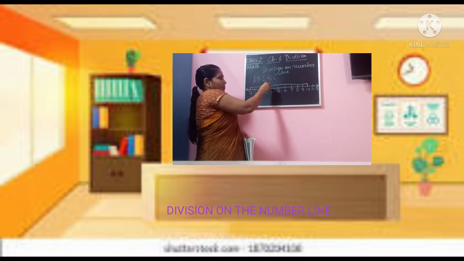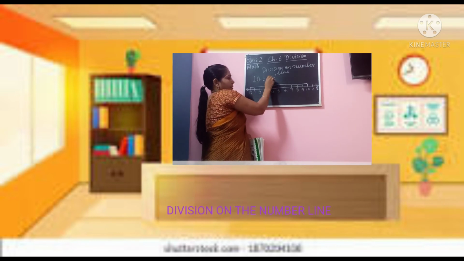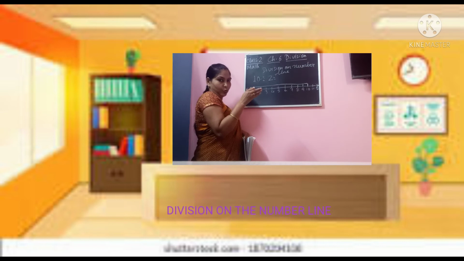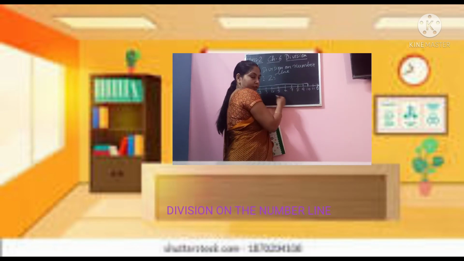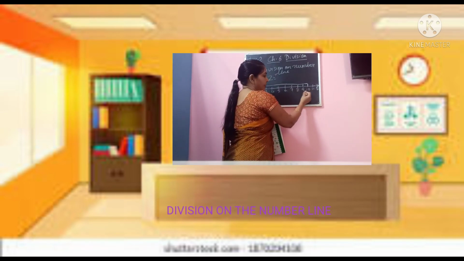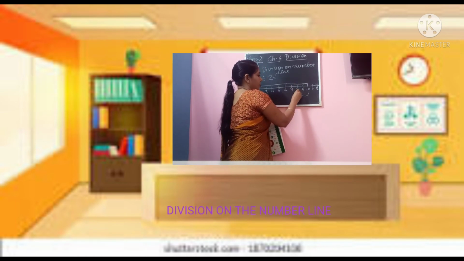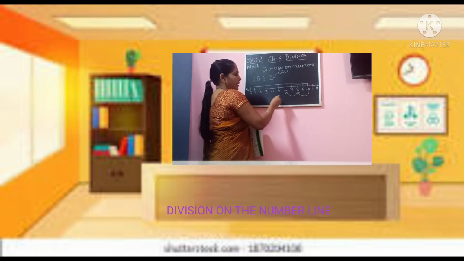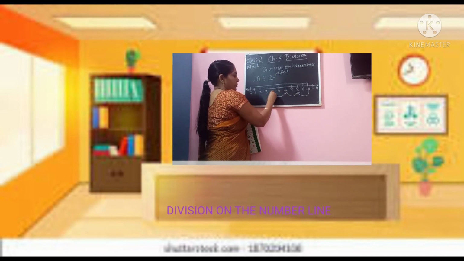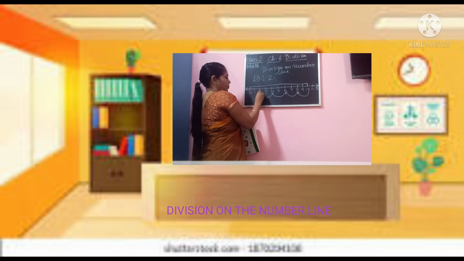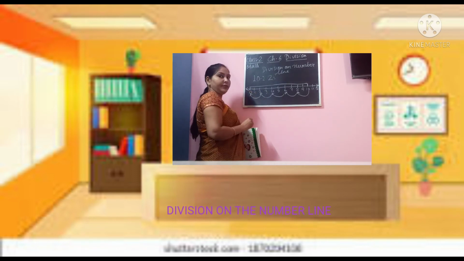Now, how many times have we subtracted this 3? 1 time, 2 times, 3 times and 4 times. That means 12 divided by 3 is equal to 4. Isn't it so easy doing division on the number line? Let's take one more example. 10 divided by 2. On the number line, how will you show this?